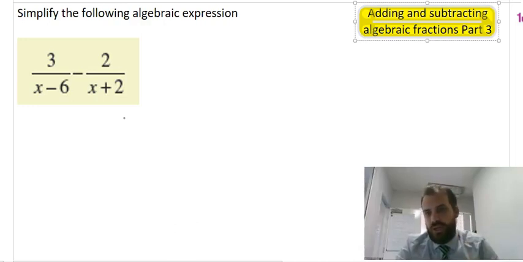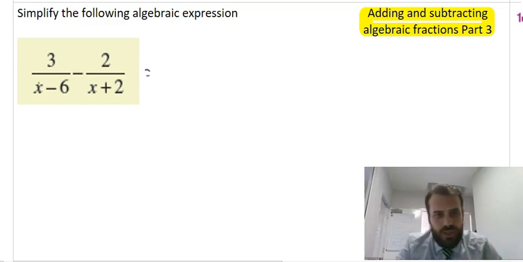Alright, so we're adding and subtracting algebraic fractions. This is part 3 of that. This is the sort of the hardest version we might look at. Now here we have 3 on x minus 6 minus 2 on x plus 2. So we've got these denominators are more complex. But same rules always apply.